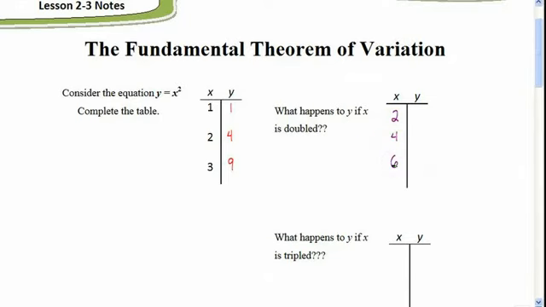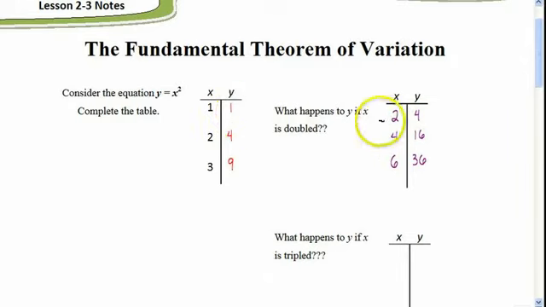So I'm going to take and put those numbers now into my equation, y equals x squared. So when I square the 2, I'm going to get 4. When I square the 4, I get 16. And when I square 6, I get 36. So again, the question is, what happens to y if x is doubled? So now let's look at our values for y.